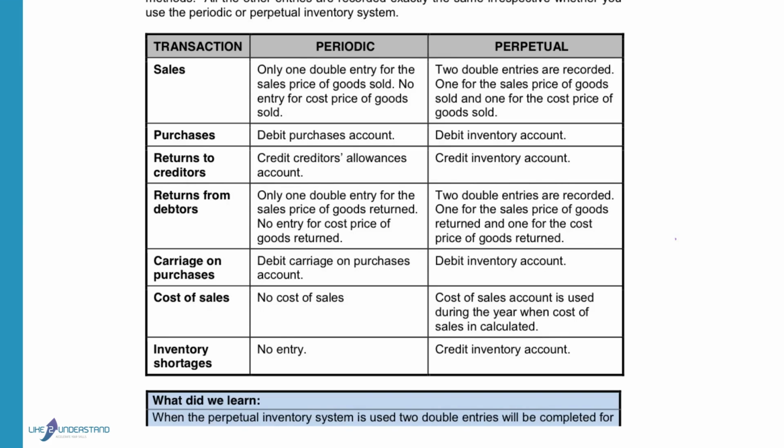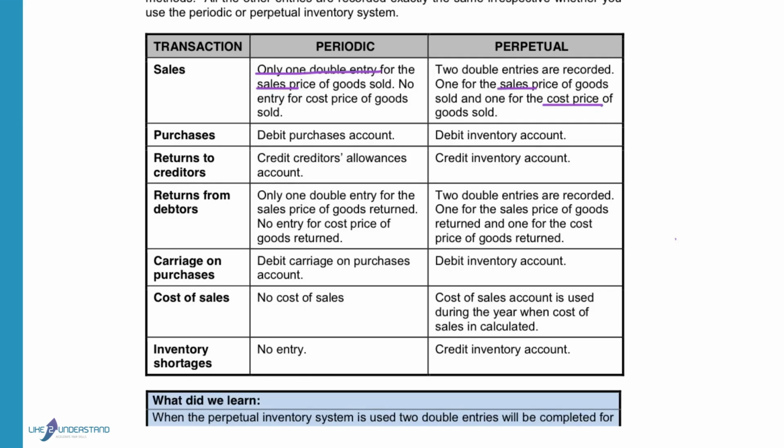Sales. When the periodic inventory system is used, only one double entry is recorded at the sales price of the goods. You don't record any entry for the cost price of goods. In the perpetual inventory system, two double entries are recorded, one at sales price and one at cost price.